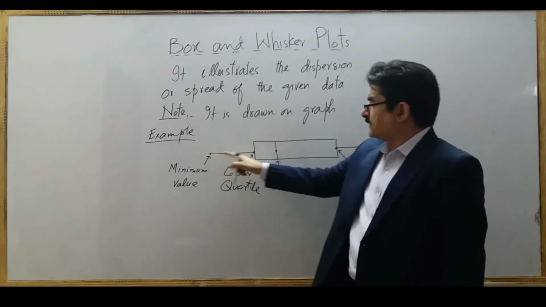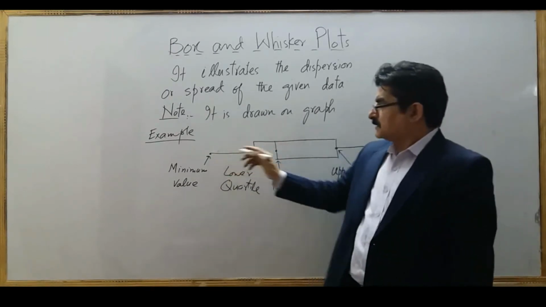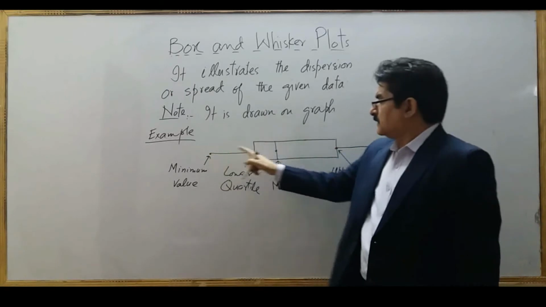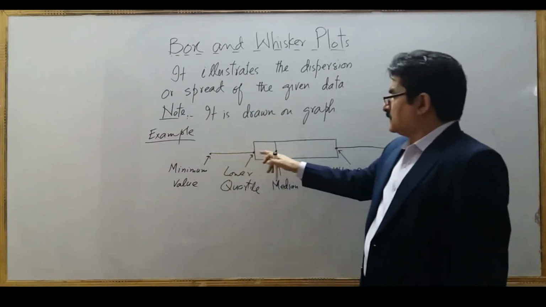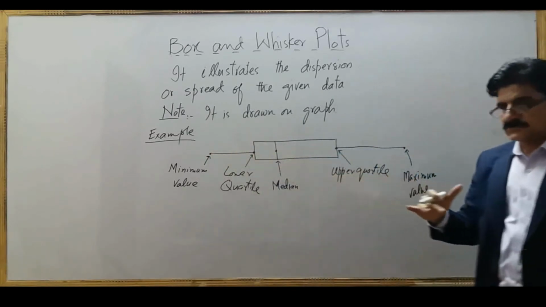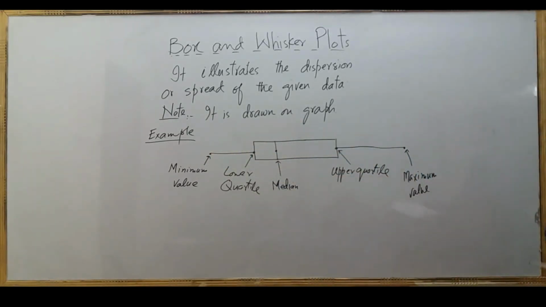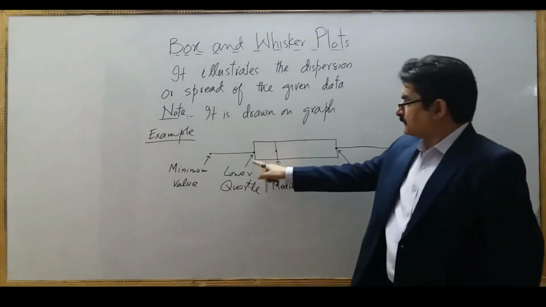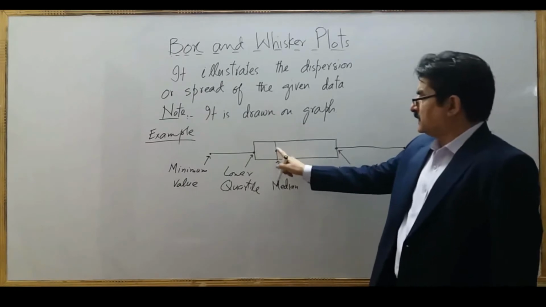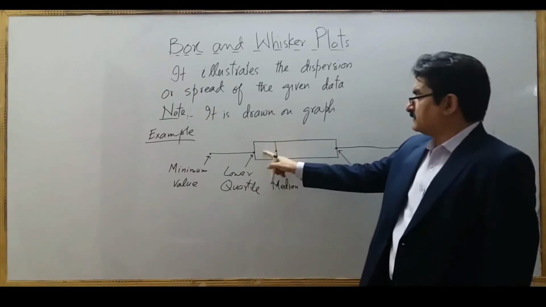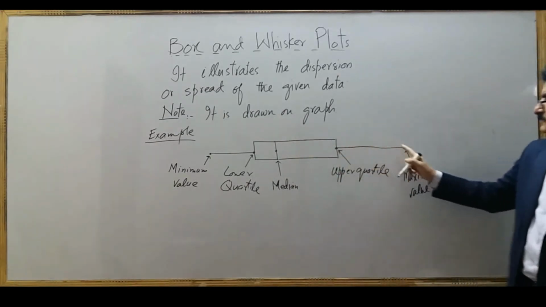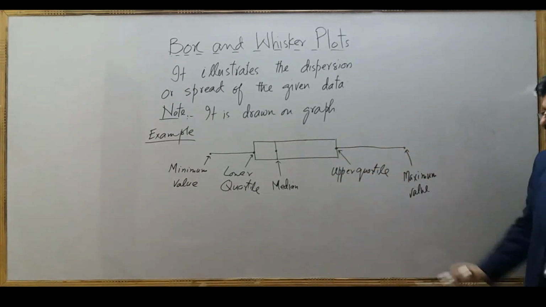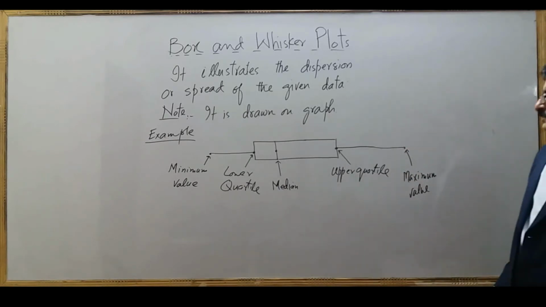25% values are located over here. Number of values is 25. It has no concern with this length. This length gives the spread or dispersion of those 25% values. And from lower quartile to median, here you have 25% values, here you have 25% values, and here you have 25% values. So the whole data is shown.